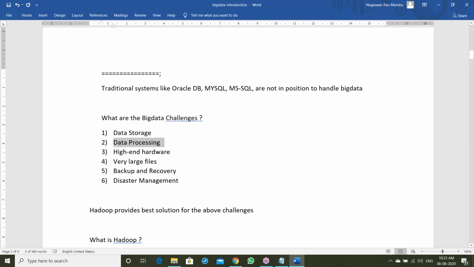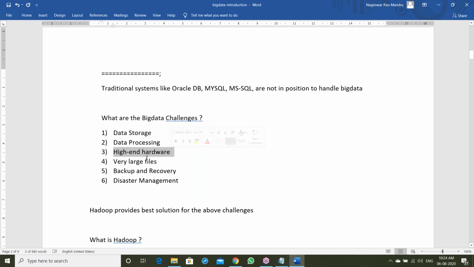Next, when it comes to data processing, in a traditional system only one server has to process the data. The same data in Hadoop, around 20 servers will process. So one server working versus 20 servers working, there is a lot of difference, right? 20 servers working means more performance, obviously. So even big data can be processed within a short time because of 20 servers processing.